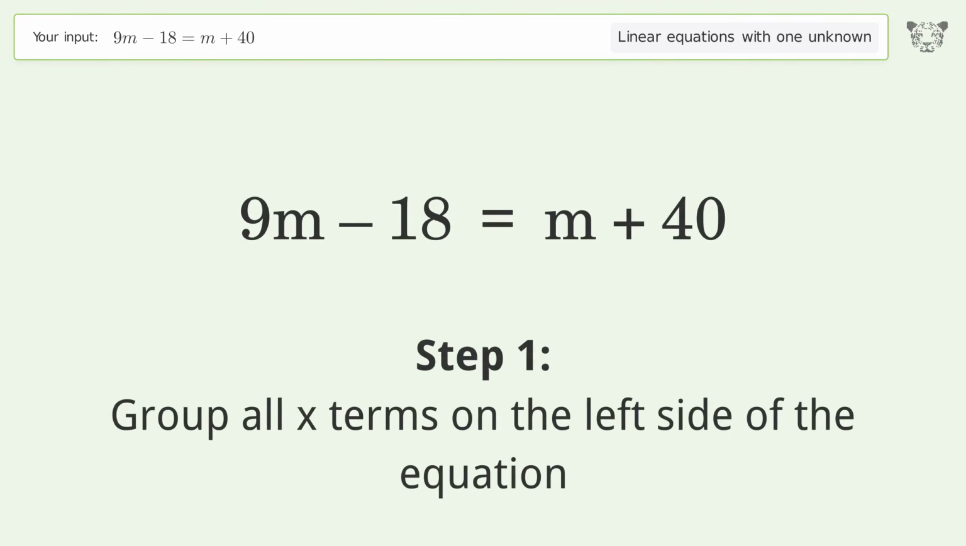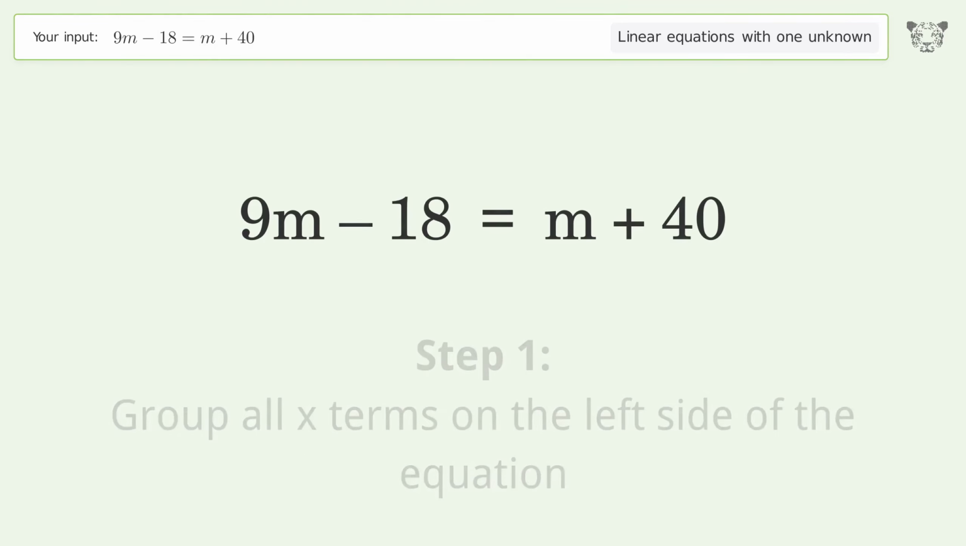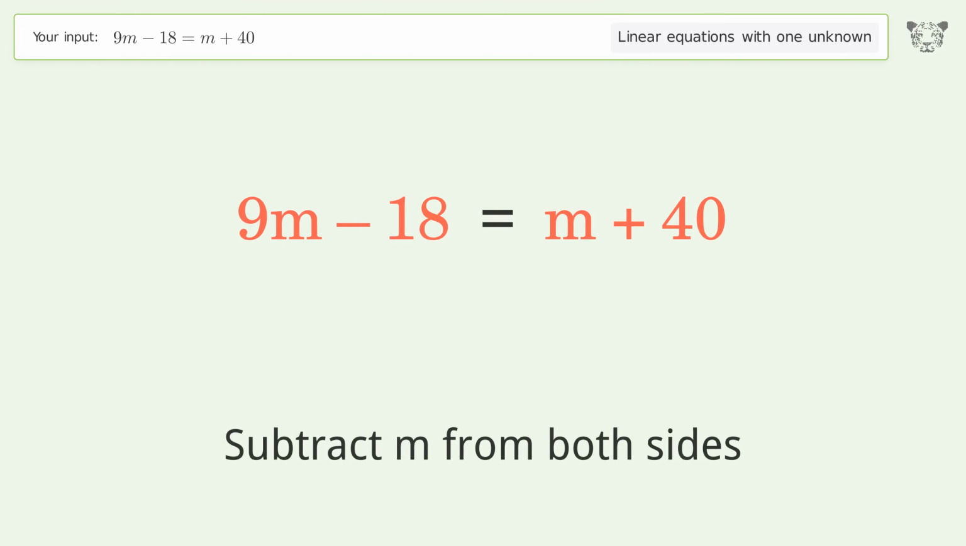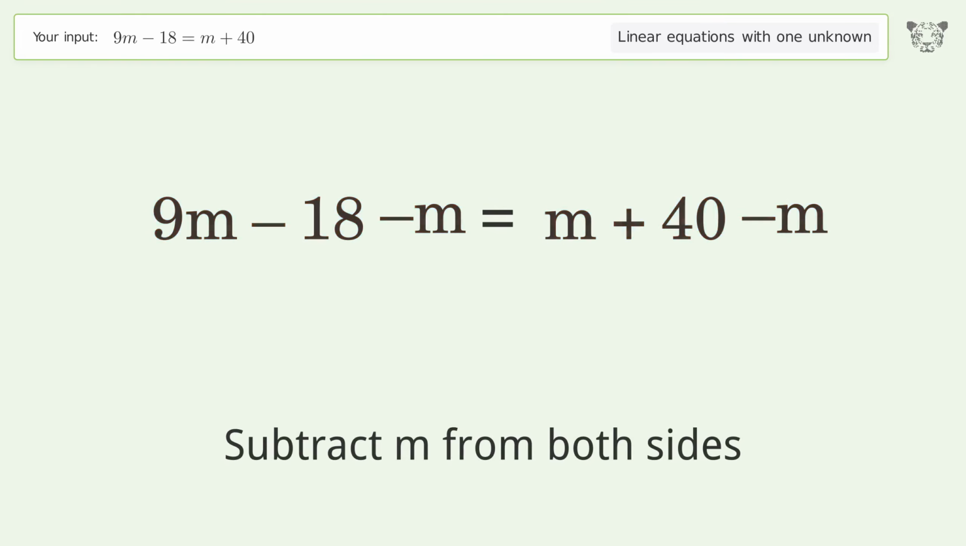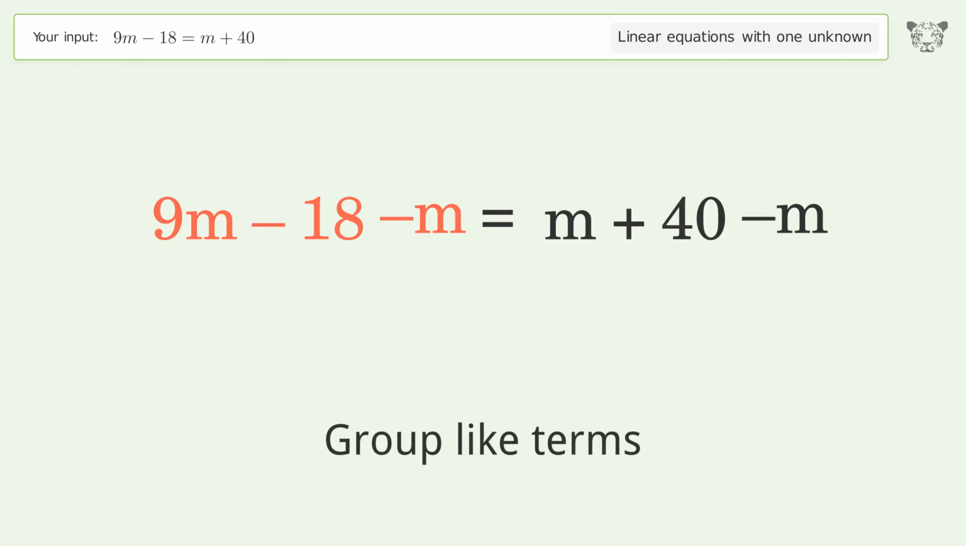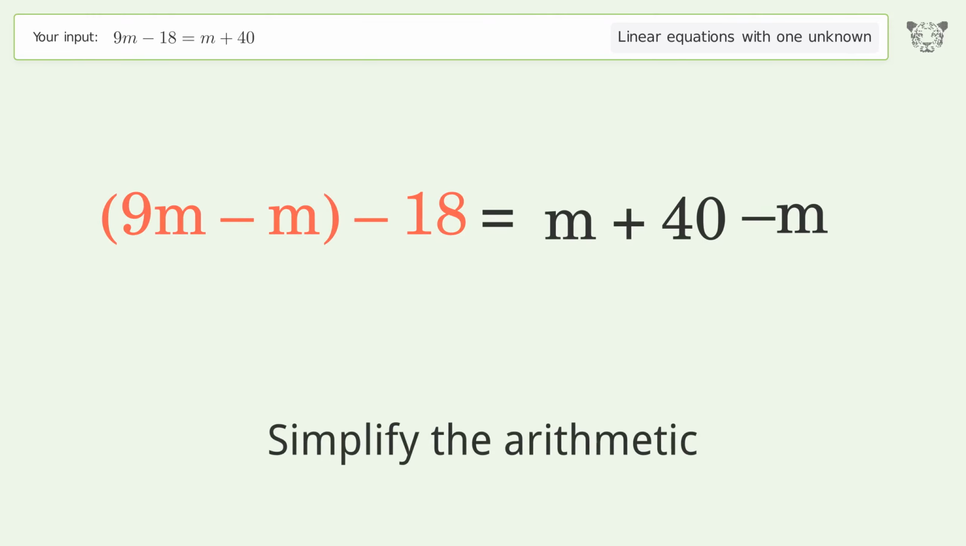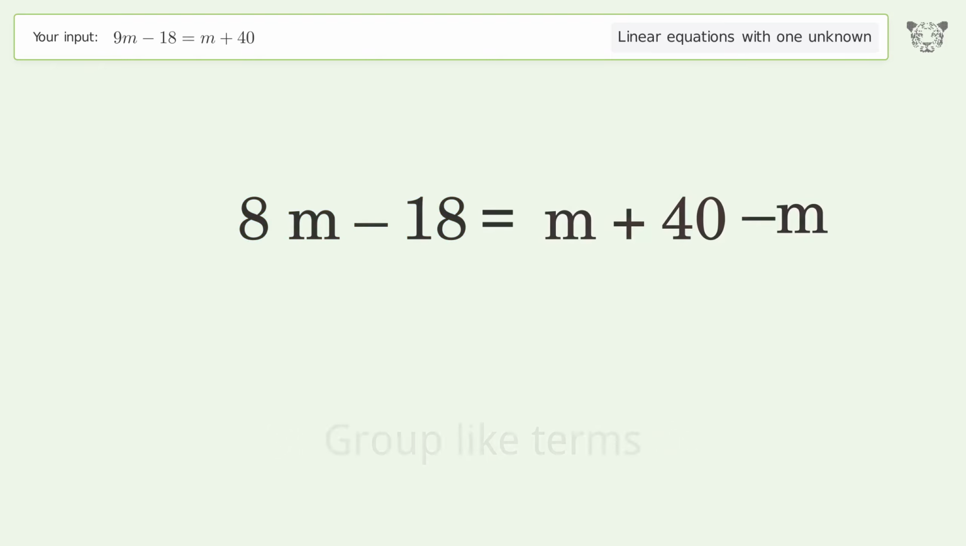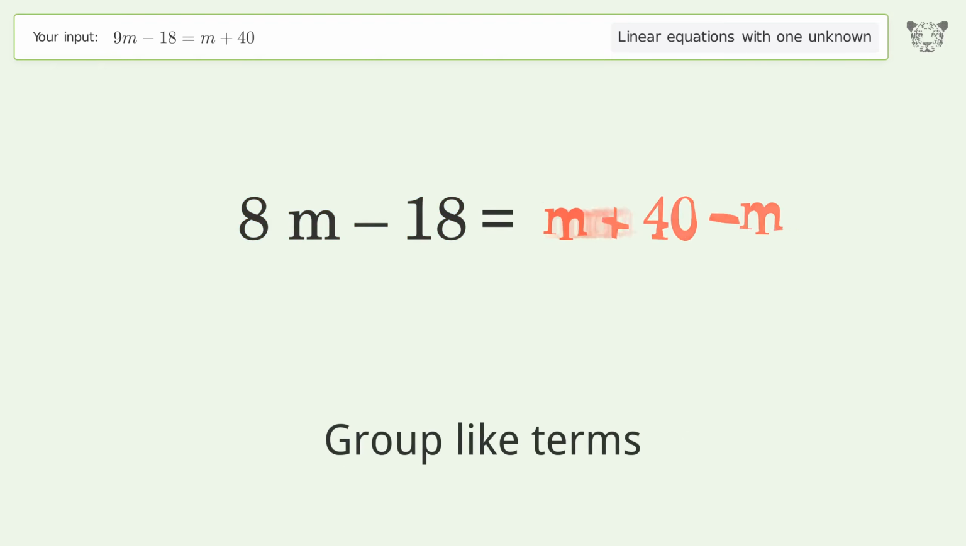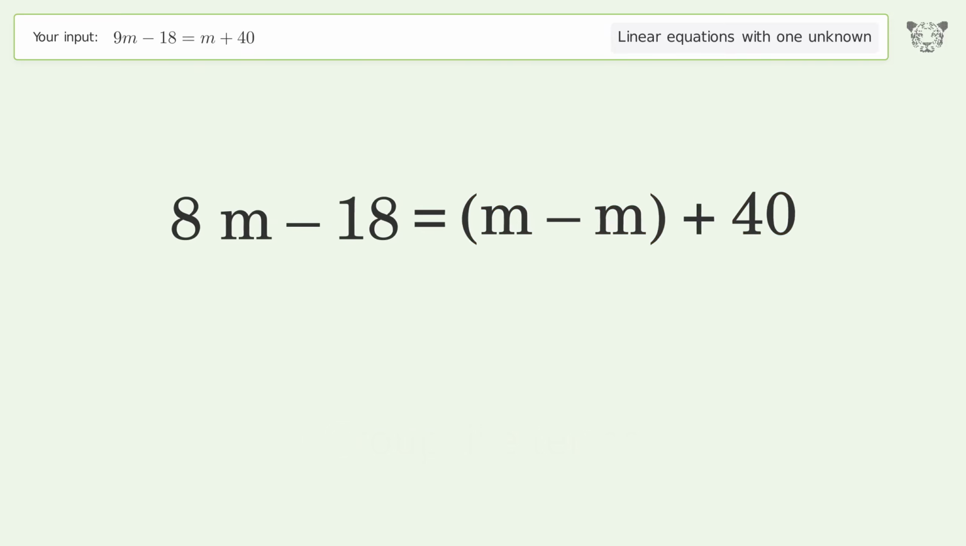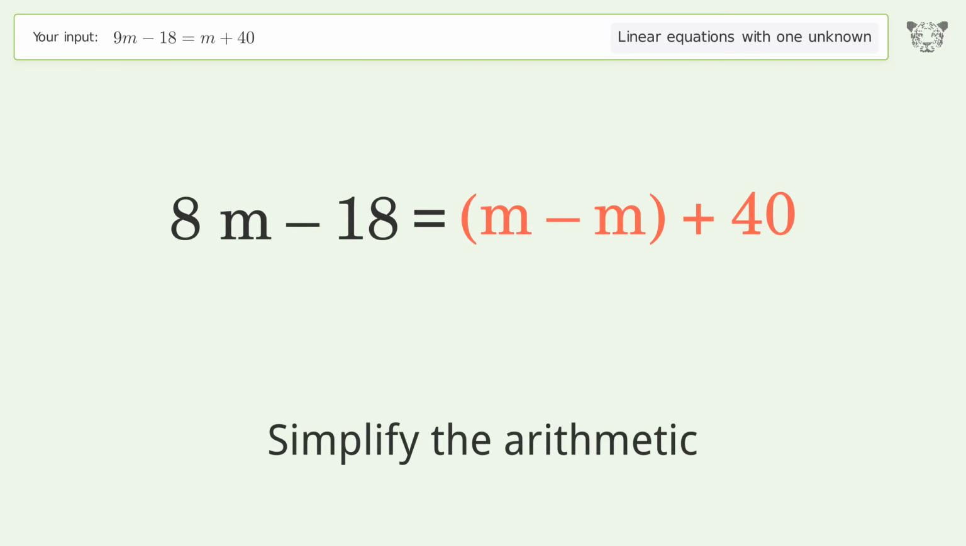Group all x terms on the left side of the equation. Subtract m from both sides. Group like terms. Simplify the arithmetic. Group like terms. Simplify the arithmetic.